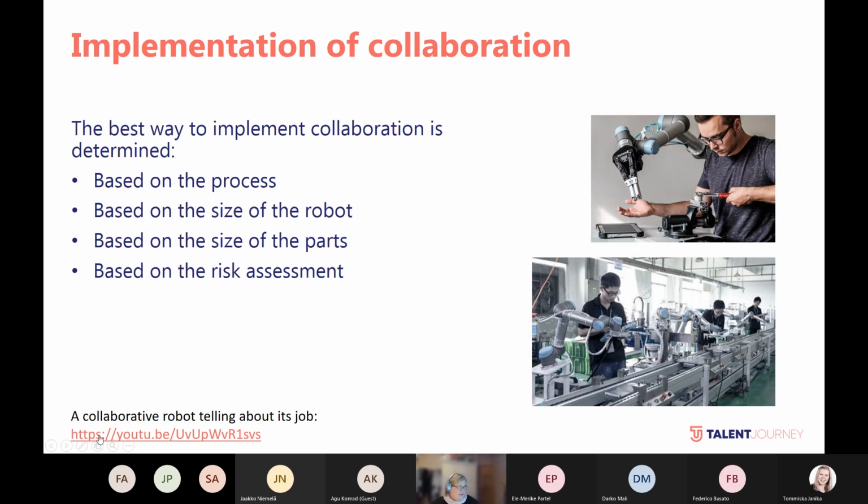And again, I share one link to you. There is quite a funny example of a collaborative robot, where the collaborative robot itself is telling how, okay, of course it's not the collaborative robot because they don't speak, but they have made the video so that the collaborative robot is telling about its job. How does it work? How does it sense that there's somebody it should be avoiding, collision and so on.